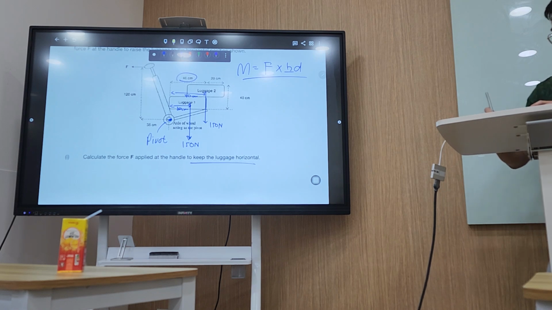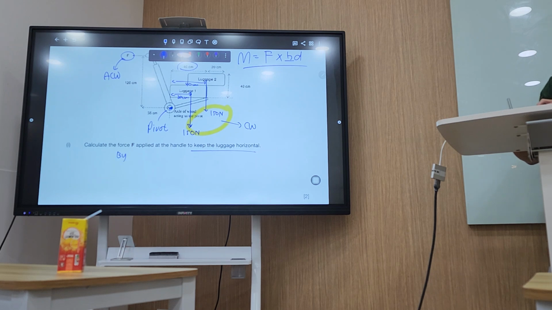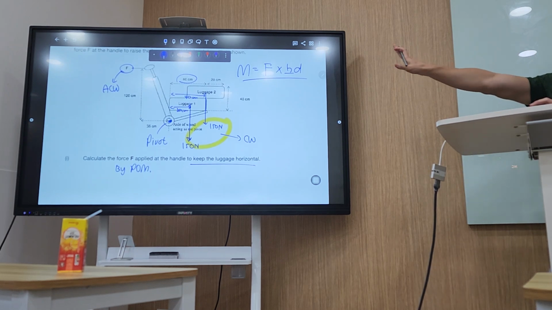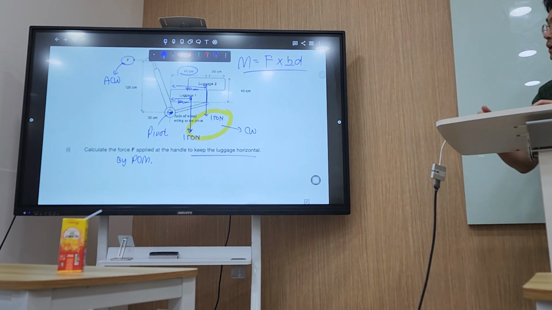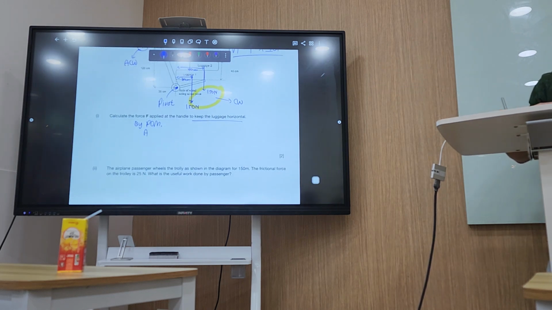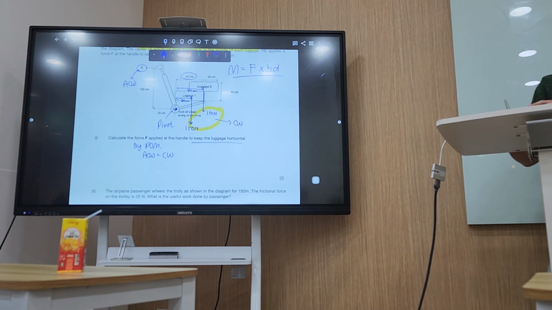Okay, so these two exert what kind of moment? CW or ACW? Clockwise. So that means this one needs to provide your anti-clockwise moment. By principle of moments, the trolley is in equilibrium. Everything is stationary and stable. Your ACW equals your CW. Your ACW is force times how much?